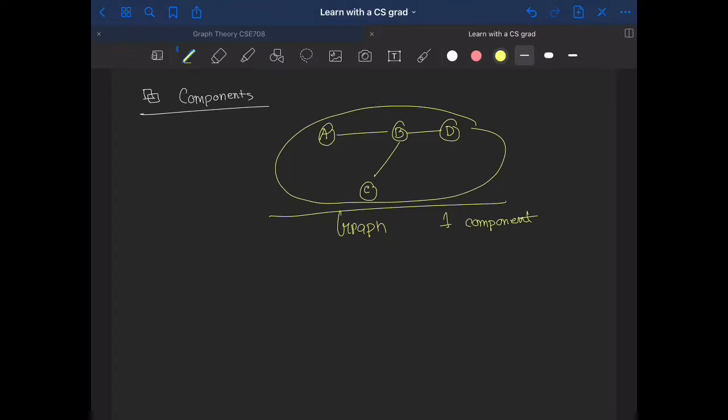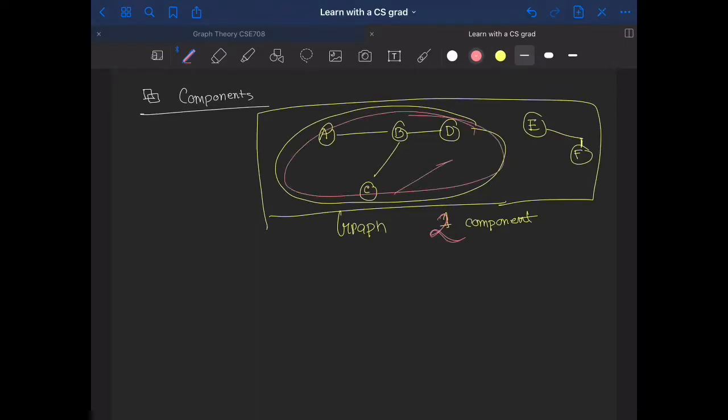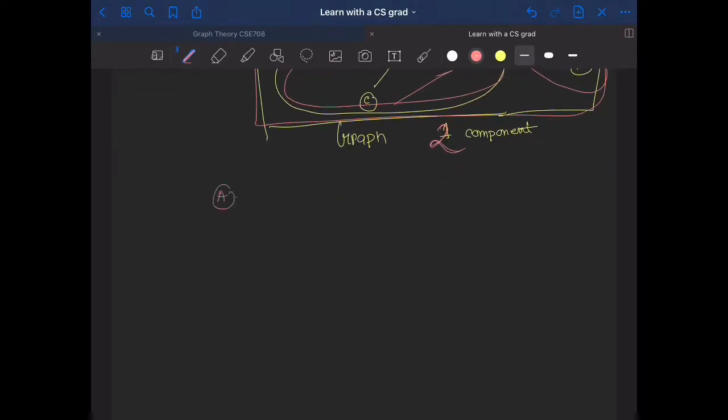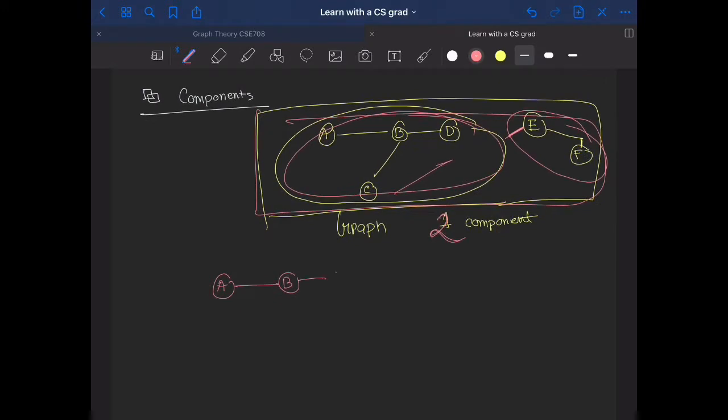However, let's say we have two more vertices that are connected to one another, but we are saying that this whole thing is a graph. Then we would have two components, because we have one small graph here and another small graph here, but these graphs are not connected to one another. Thus in the main graph we would have two components. So let me write it down again. We have A to B and to D, and we have E to F, right?